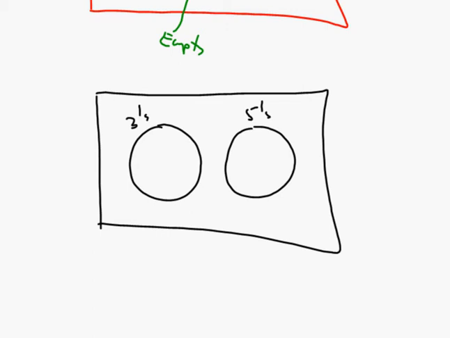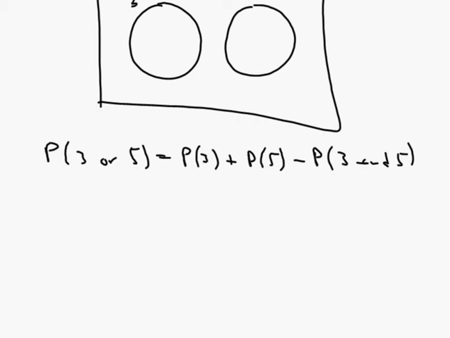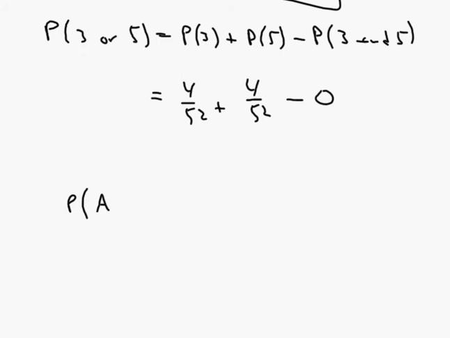If we use the formula that we had, the probability of a 3 or a 5 is equal to the probability of 3 plus the probability of 5 minus the probability of a 3 and a 5. And what you notice is the probability of a 3 is 4 out of 52, plus the probability of 5 is 4 out of 52, and the probability of being 3 and 5 is 0, because there's no way you can be both.